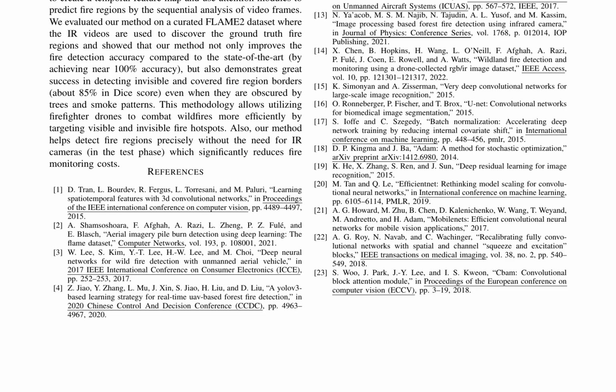management systems. The proposed method utilizes a deep learning architecture that integrates pre-trained CNN architectures and 3D convolutions to create a temporal feature map and use attention modules to predict fire regions by the sequential analysis of video frames. This approach demonstrates great success in detecting invisible and covered fire region borders and allows for utilizing firefighter drones to combat wildfires more efficiently by targeting visible and invisible fire hotspots.